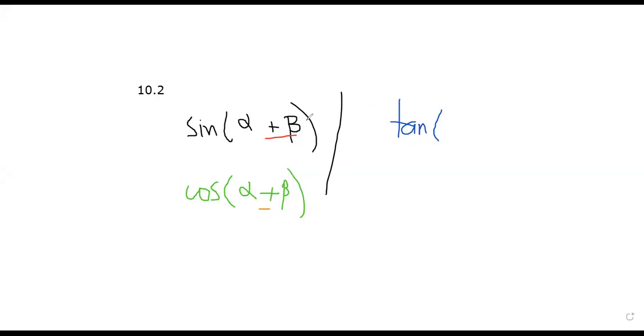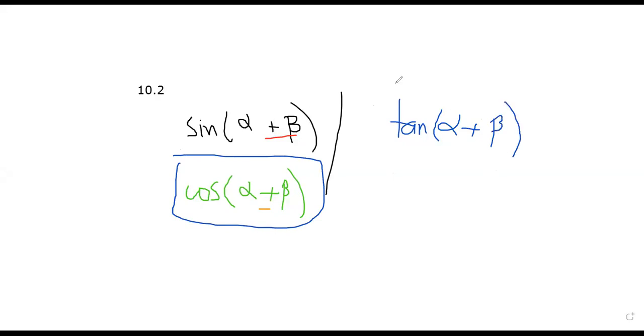So sine alpha plus beta, similarly cos of alpha plus beta, and you can write it as tan of alpha plus beta. Similarly, after tan of alpha plus beta, another formula will be tan of alpha minus beta. After using these formulas, you can simply solve exercise number 10.2.